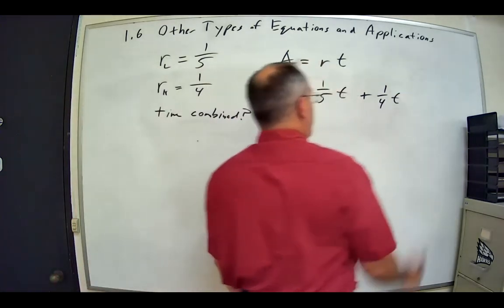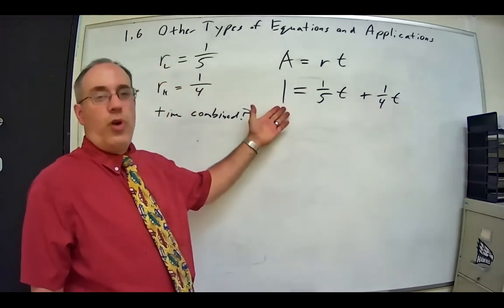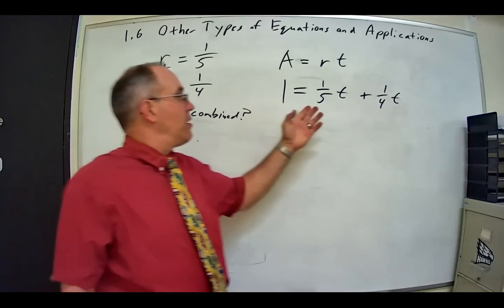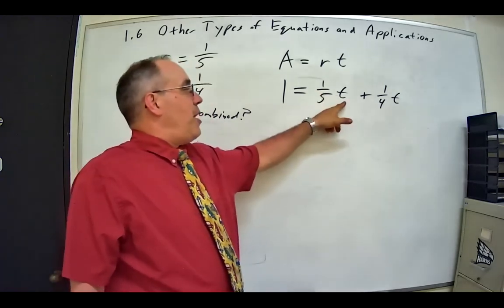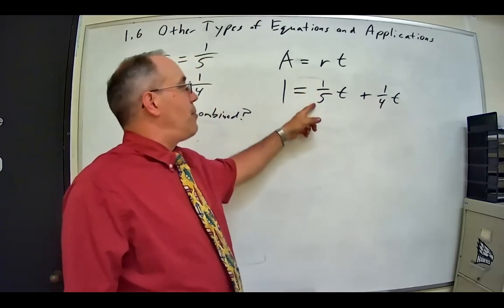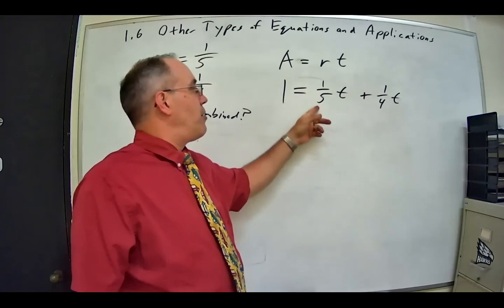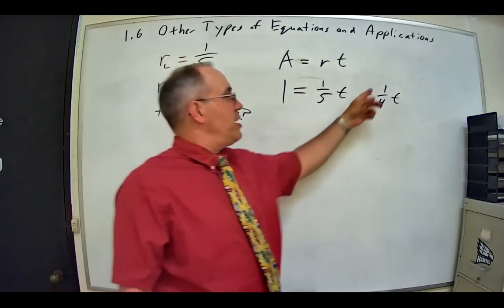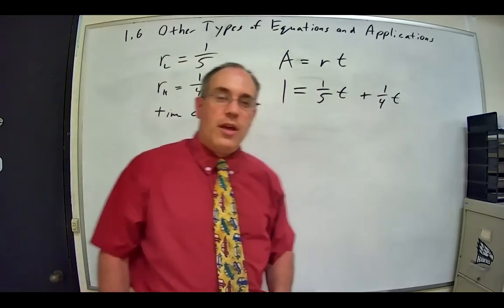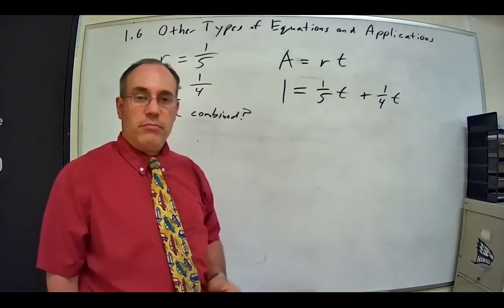But he's going to work for the same amount of time as Lisa. So basically we said we're going to do 1 yard. They're both going to spend the same amount of time, but she can do the job in 5 hours. He can do the job in 4 hours. So she can do 1 yard per 5 hours. He can do 1 yard per 4 hours. And now we just need to solve for t.